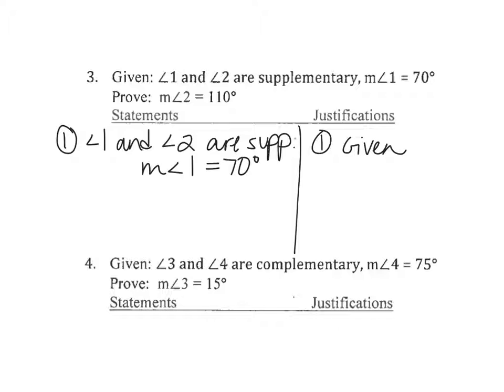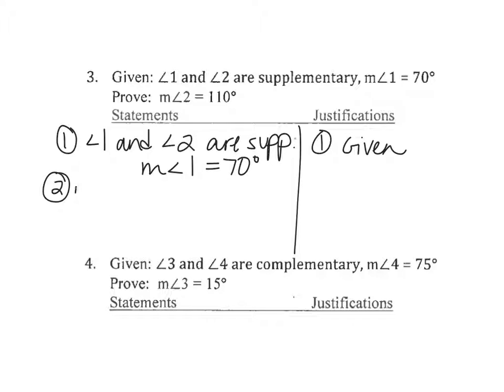Can you please discuss with people at your table, why does it make sense that measure of angle 2 would be 110 degrees? When you're told that things are supplementary, you can immediately write an equation with them. And we haven't done one like this yet necessarily. What is an equation, not using 70 yet or 110, that you can write with just angle 1, angle 2? Thoughts? Angle 1 plus angle 2 equals... Yeah, so measure of angle 1 plus measure of angle 2 equals 180.